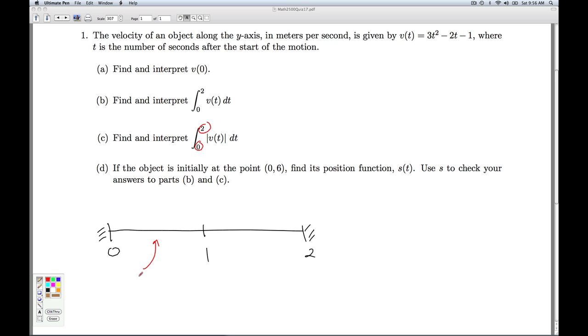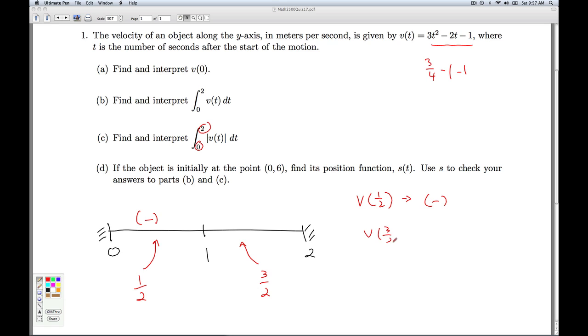So I pick a test value, say 1/2, and say 3/2, and I look at v of a half and see what sign that works out to be. So v of t is 3t squared minus 2t minus 1. If I plug a half into that, I'm going to get a half squared is a fourth, so that gives me 3/4. A half times 2 is 1, minus 1. That's going to give me a negative number. So v of t is always negative on that part of the interval.